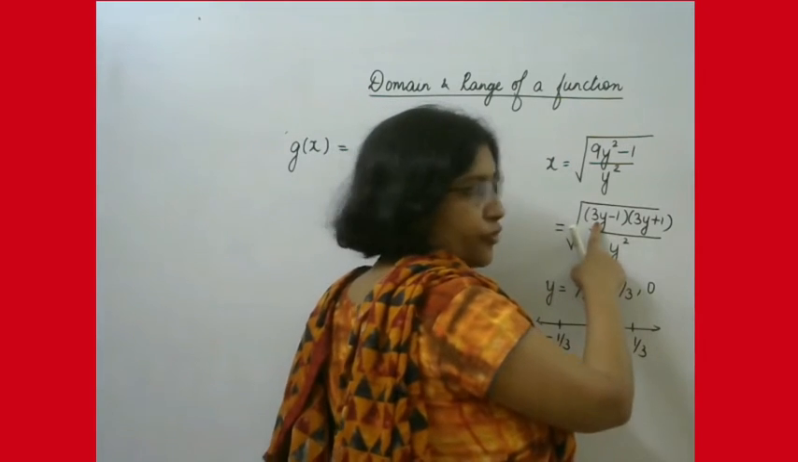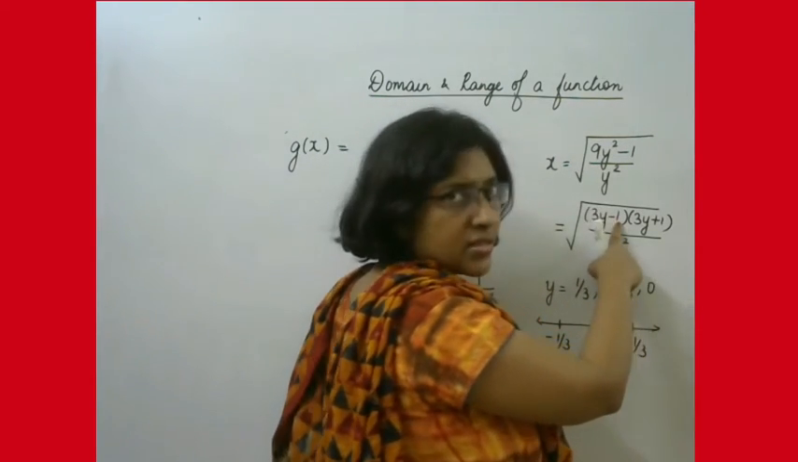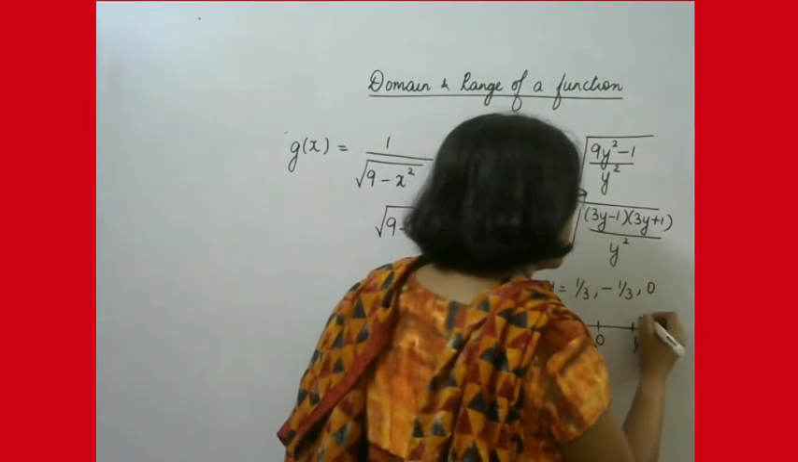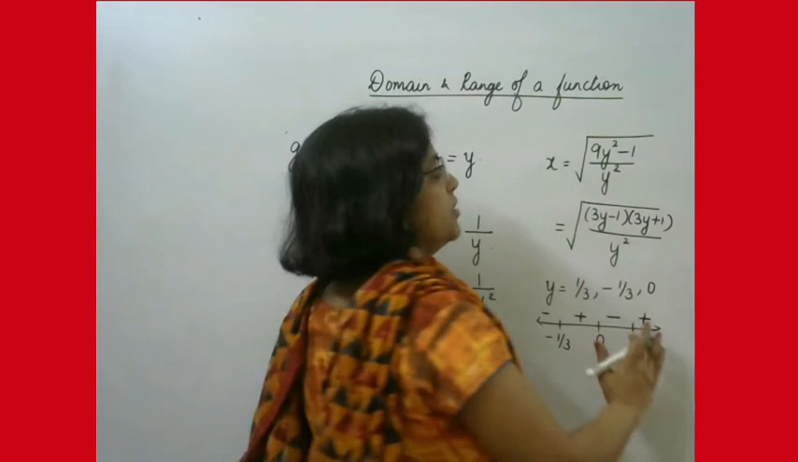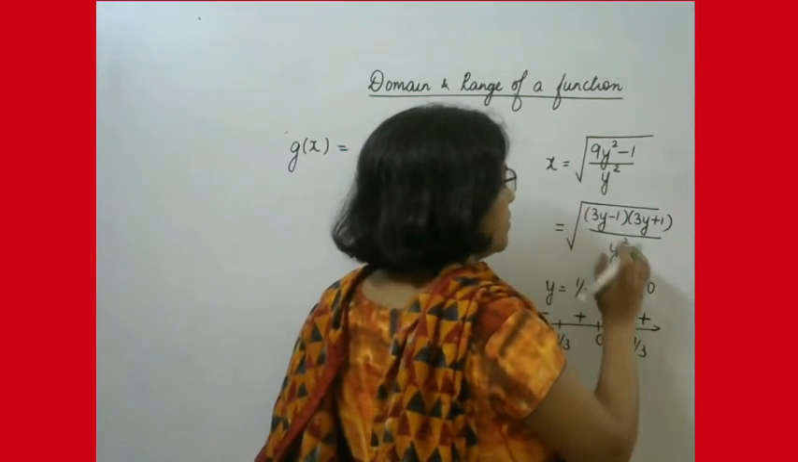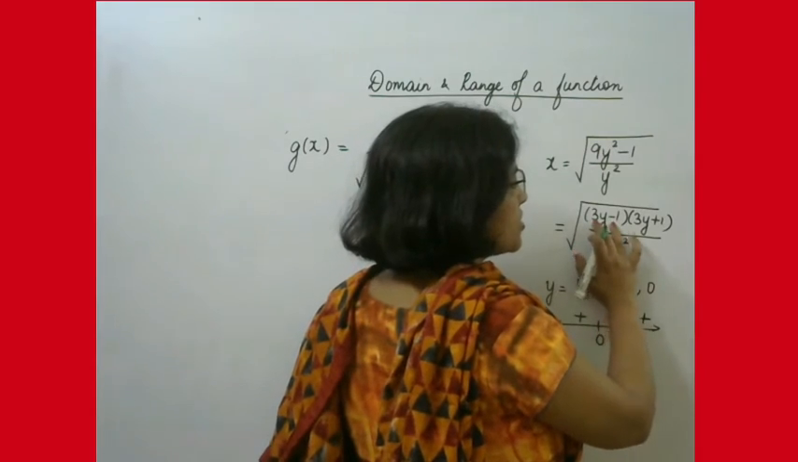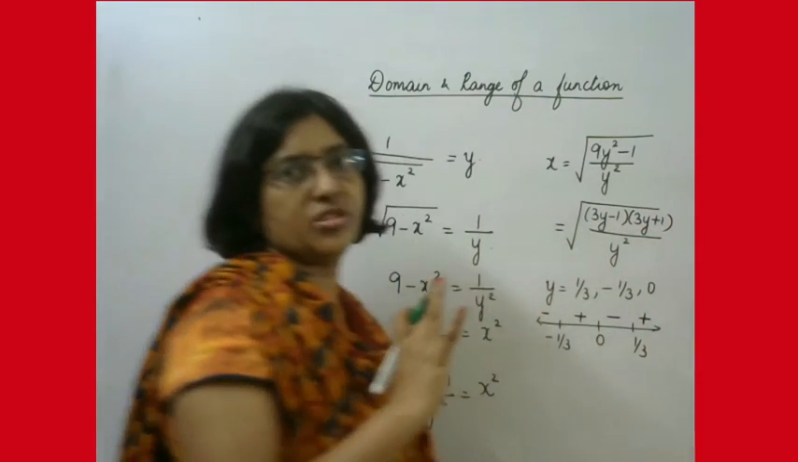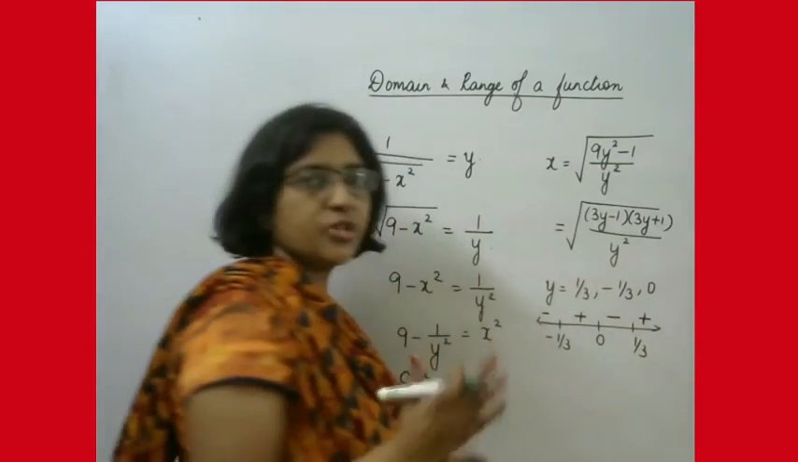It is now of the form variable minus the number. So it's going to start with positive and negative. If you want, you can take a value bigger than 1, bigger than 1 by 3, say 1. So 3 minus 1 is positive and the rest all are positive. So this term is positive. Okay, so now which values are allowed?